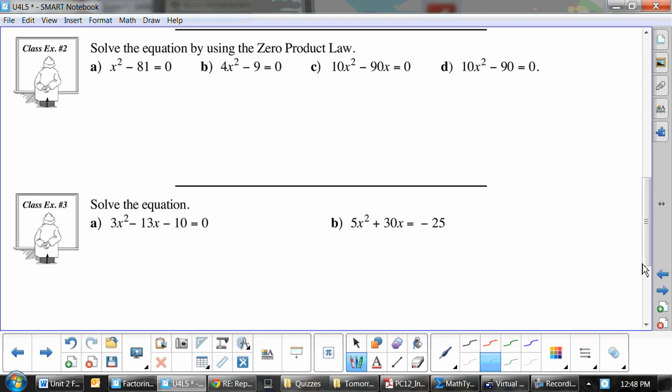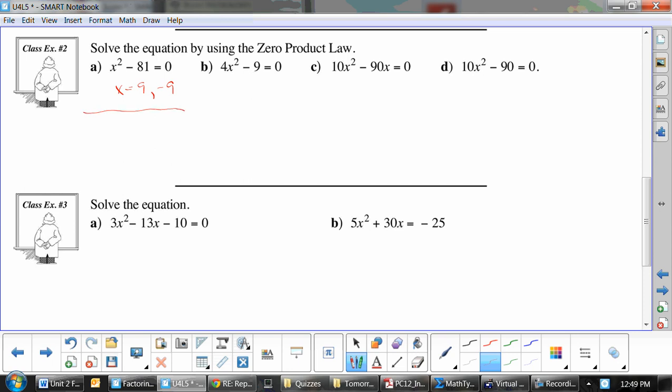Now, in A, some people could do this one without work. What would it be? There's 2 of them. 9, and negative 9. Okay? For that one, I would hope that some people could do that in their head. Because 9 squared minus 81 is 0, and negative 9 squared is 81. Remember, you always have to substitute with brackets. It is still 0. But here's how we would do it algebraically.